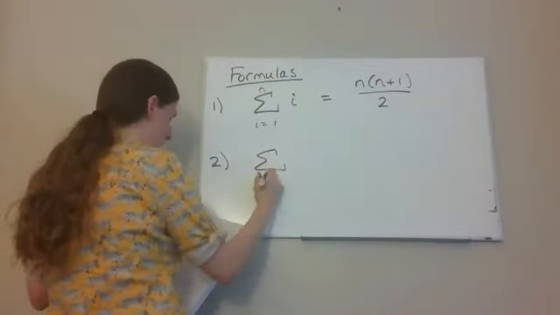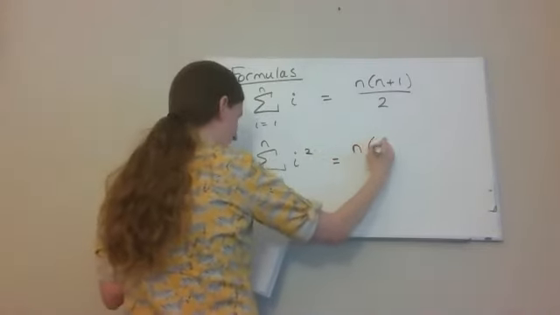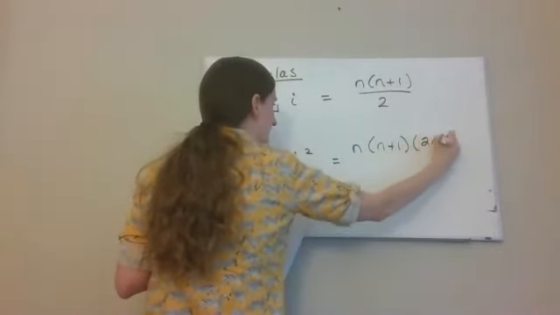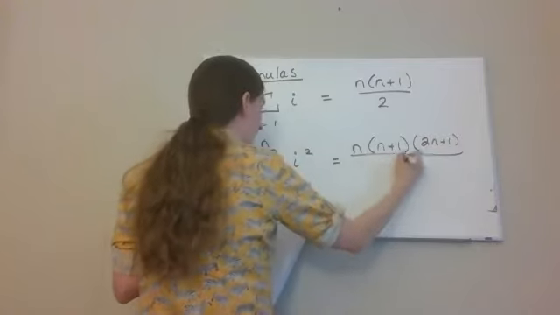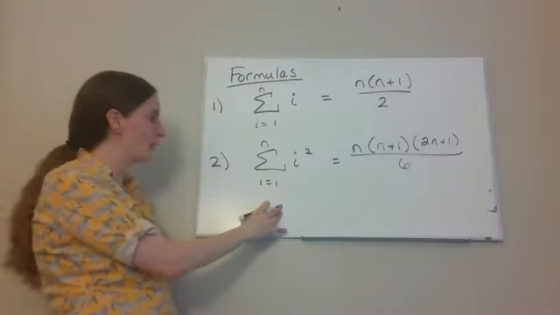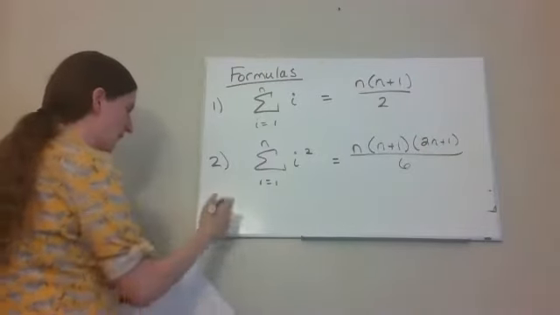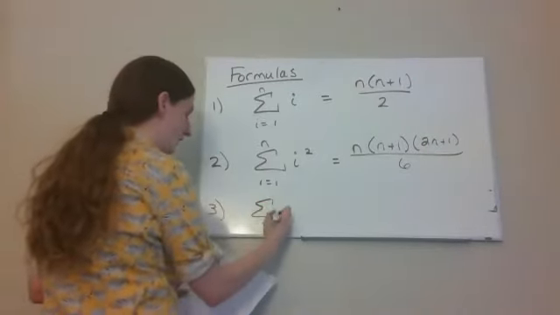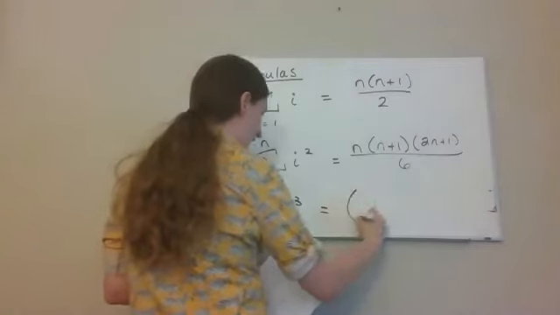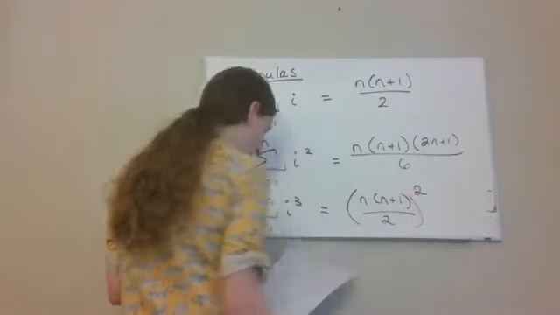If you have the sum from 1 to n of i squared, that's exactly equal to n times (n plus 1) times (2n plus 1) all over 6. So this sum would be 1 squared plus 2 squared plus 3 squared all the way through n squared, and that equals this nice formula right here. Another common one that we see is the sum of the cubes. And that gets me n times (n plus 1) over 2, the whole thing squared.